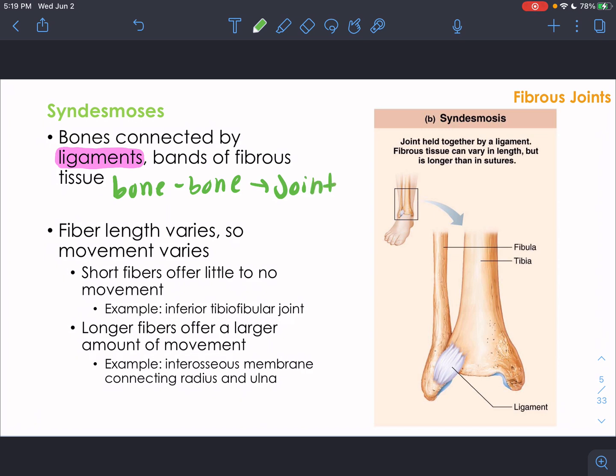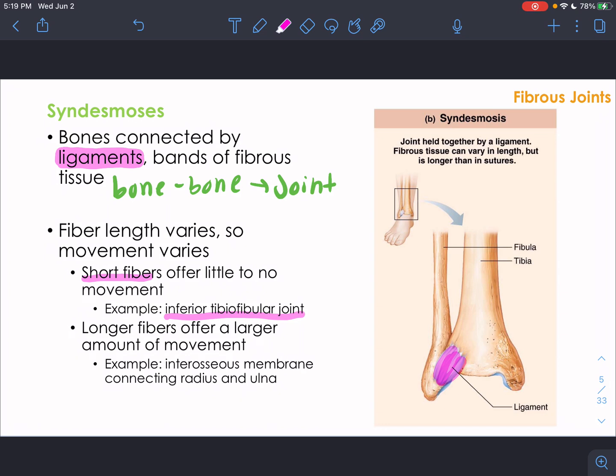Okay, you can have these types of joints with varying lengths of these connective tissues, so the amount of movement varies, right? So if you have just a really short ligament, there's not going to be much movement between the two bones, but in some areas you're going to have longer ligaments, which allow for a little bit more movement. Okay, so an example of a short fiber with little to no movement is the inferior tibiofibular joint.